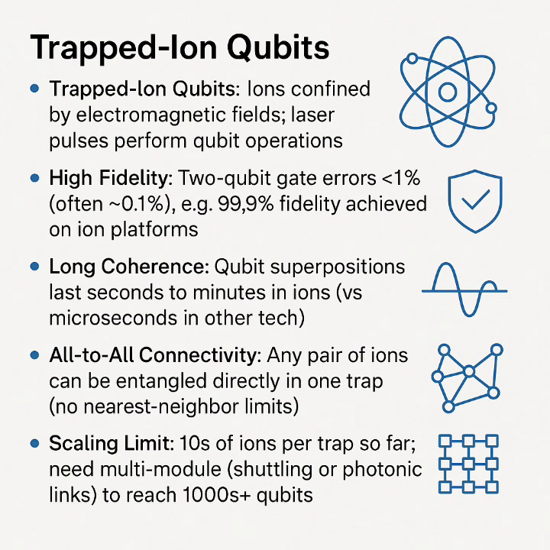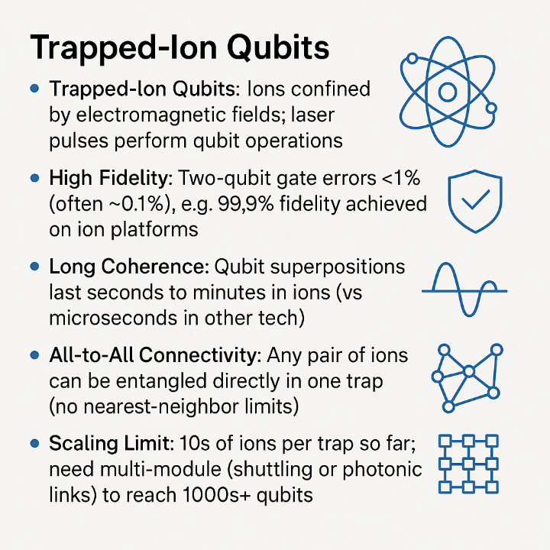All-to-all connectivity. Another strength of trapped ion processors is their connectivity. Because all the ions in a trap are charged and coupled through collective motion, in an ideal ion trap any qubit can in principle interact with any other qubit directly. This is often referred to as global or all-to-all connectivity.